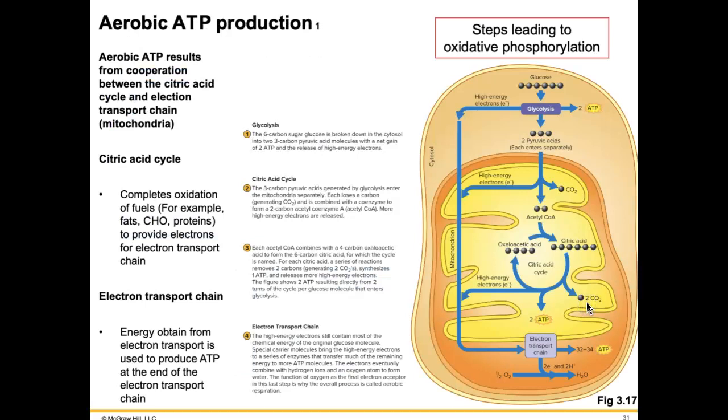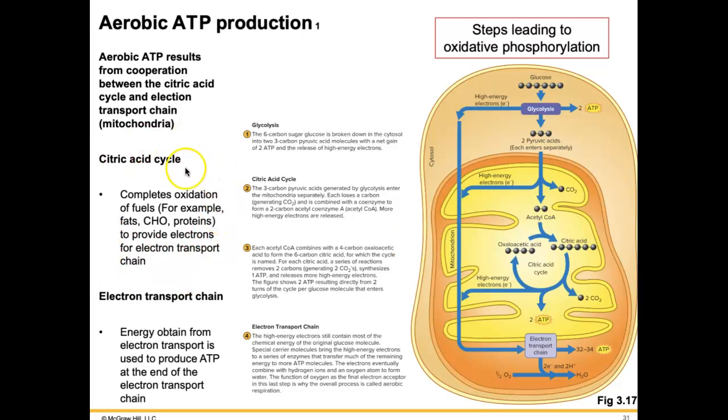So now let's talk about aerobic ATP production. Aerobic ATP is going to result from the cooperation between the citric acid cycle and the electron transport chain. And this is taking place within the mitochondria. This is why we see the cell here. Glycolysis is taking place in the cytosol, and here we have the rest of the process taking place in the mitochondria. So there's going to be these two metabolic pathways.